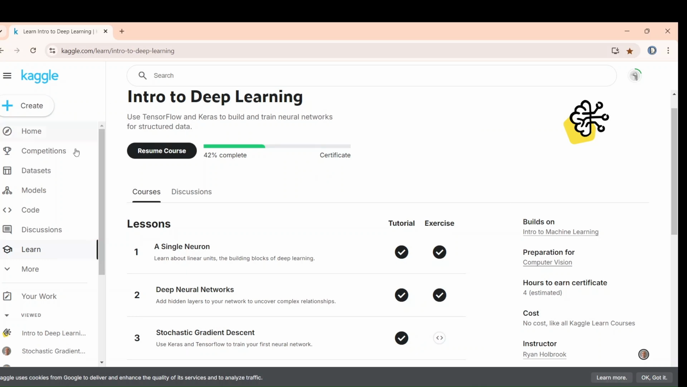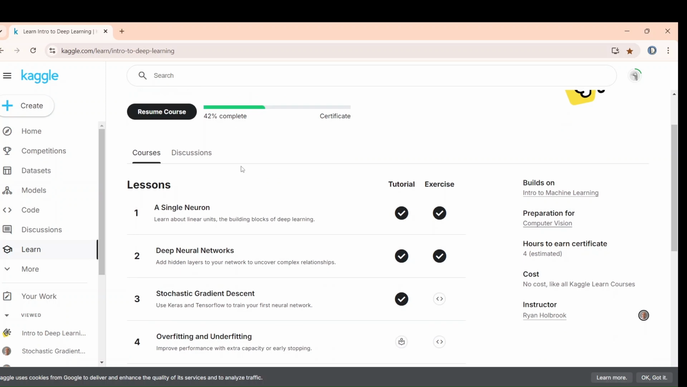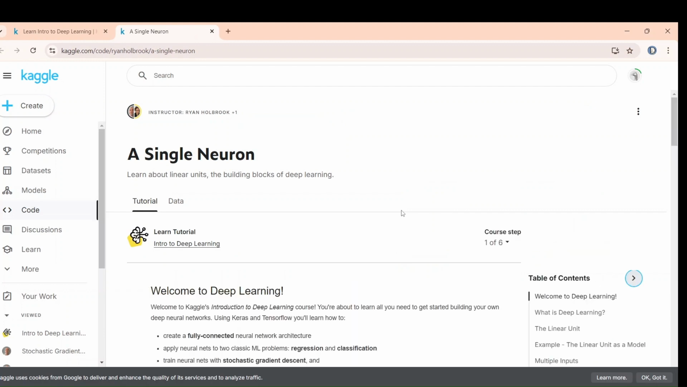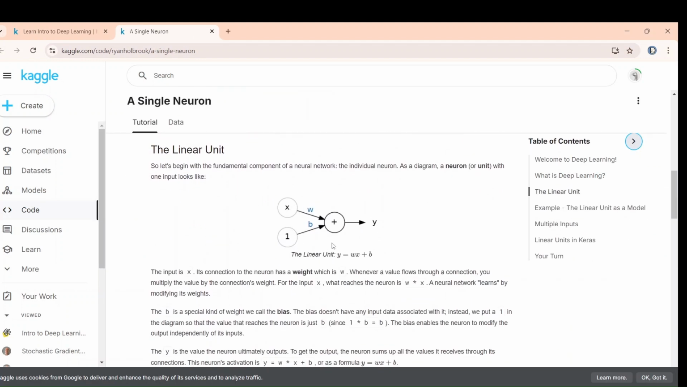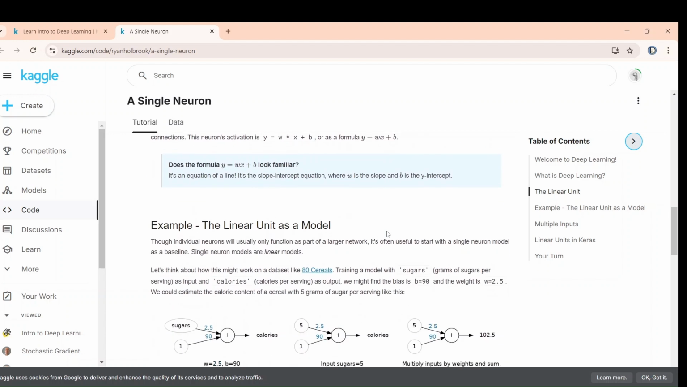So we are doing Kaggle Learn, and as of now we have done this lesson, a single neuron on deep neural networks. Okay, so we did the tutorial and the exercise part. Let me revise. First we learned what is a linear unit, a simple neuron we can say. W is the weight and B is the bias. X is the input. Y is the output, right?